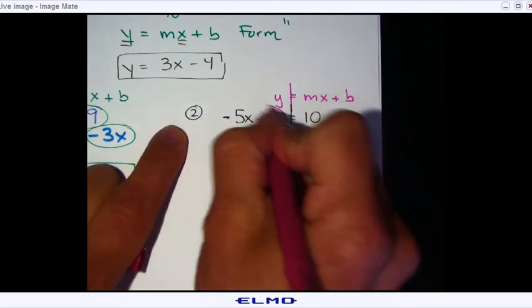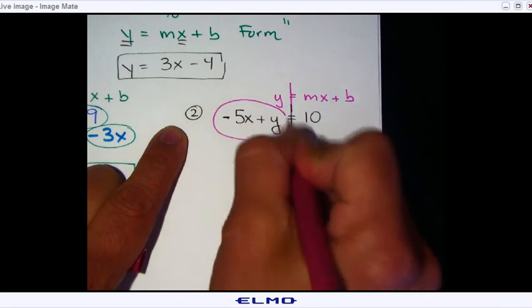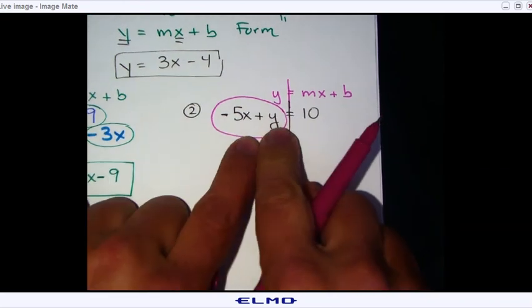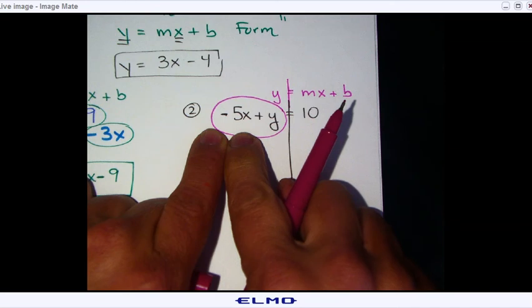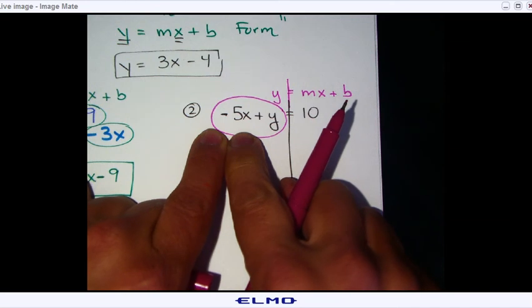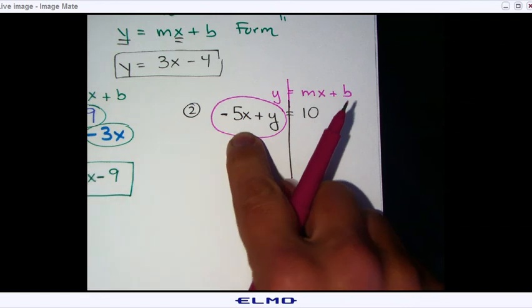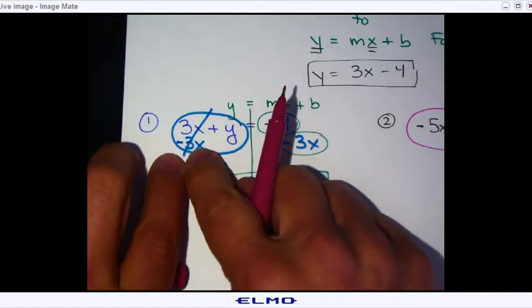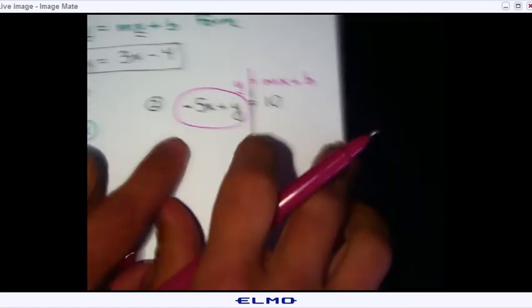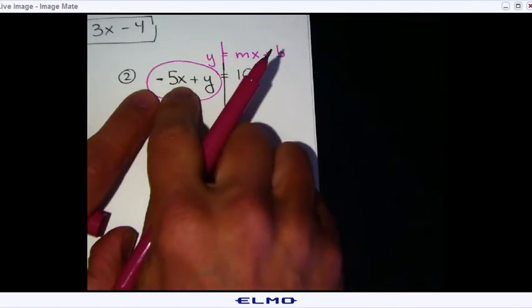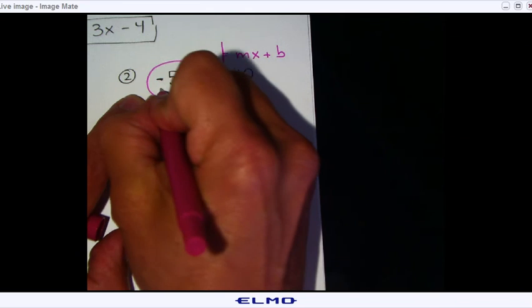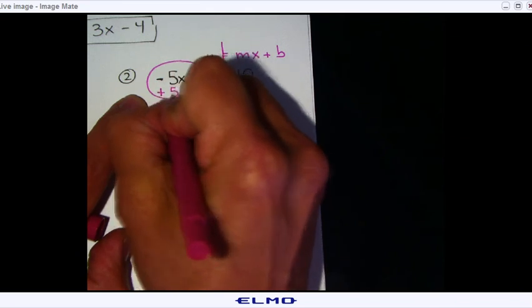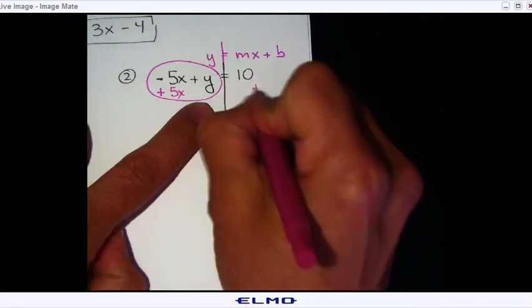All right, so now what do we do? We want to solve for y, but I have a -5x. How do I get rid of the -5x? I got to make it a 0. Well, remember, over here it was 3x, so I had to take away 3x. That's 0. So here we have a -5x. I'm going to go ahead and add 5x to both sides.